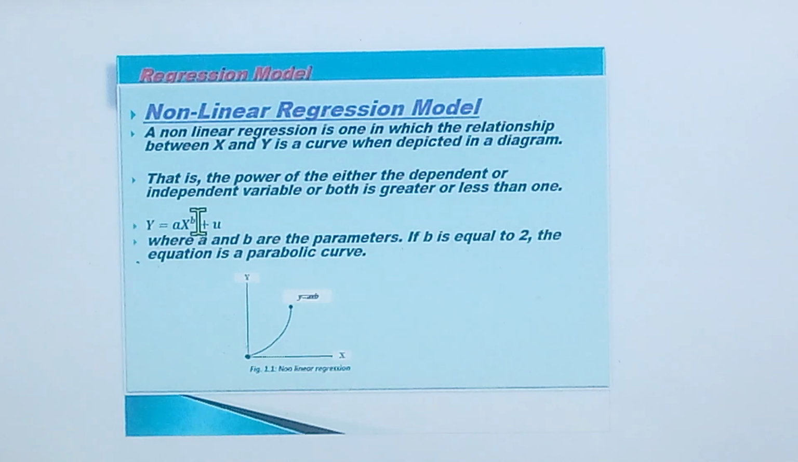If b, on the other hand, is less than 1, maybe you have b equal to a half, b equal to 1 over 3, or b equal to 0.5, b equal to 0.3, then it's also a nonlinear model, and this kind of nonlinear model is called a logarithmic model. So the graph of a nonlinear model, when plotted, is going to be a curve rather than a straight line.